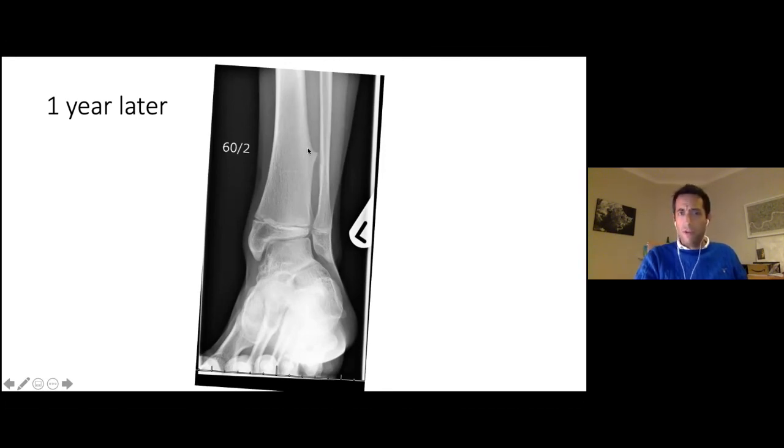This was probably the pin track here. It's probably from the injury itself. High energy trauma, wouldn't be surprised if he'd smashed his physis up a bit. And he's now got an angular deformity created because he's got unobstructed growth on the medial side of the tibia, but physeal arrest on the lateral side.